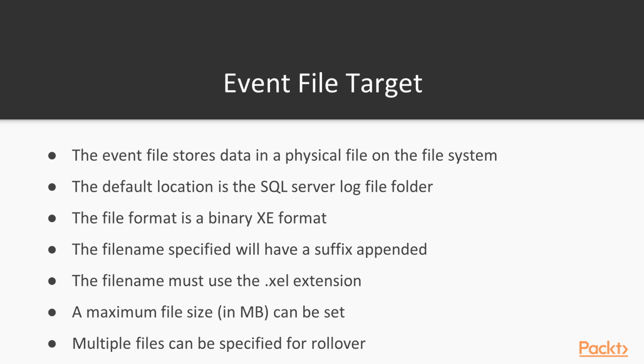When we pick the file name, we can specify what it is, but SQL Server will add a suffix to the end, and it has to have an XEL extension. You can't choose something else. There are various parameters we can set, such as the maximum file size and how many files might be in a rollover, and we'll look at those in the demo.